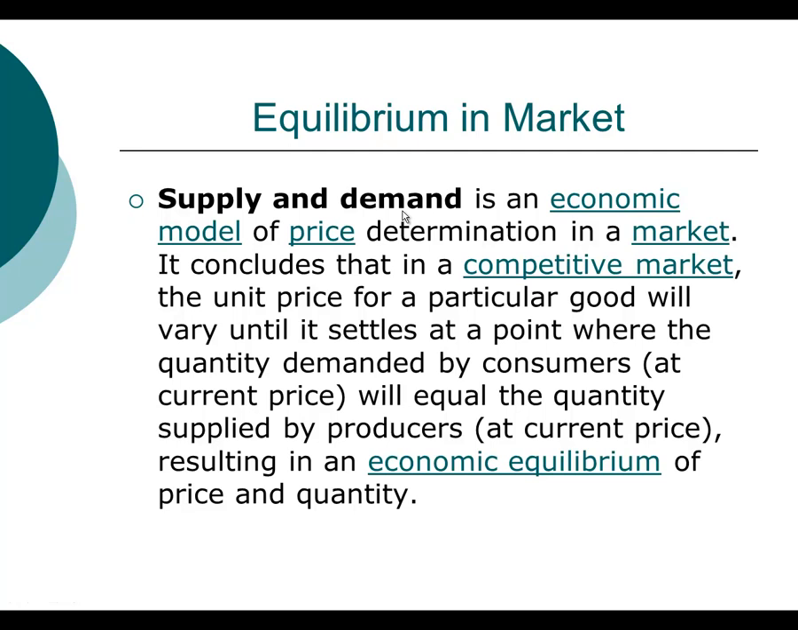Equilibrium in the market. Supply and demand is an economic model of price determination in a market. It concludes that in a competitive market, the unit price for a particular good will vary until it settles at a point where the quantity demanded by consumers at the current price will equal the quantity supplied by producers at the current price, resulting in an economic equilibrium of price and quantity.